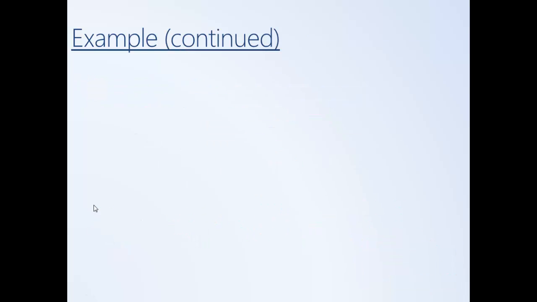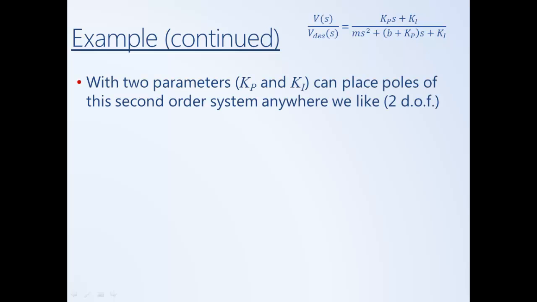Moving to the next slide, here again repeated is the transfer function we just found. If we look at this, the fact that we have two parameters, Kp and Ki, and we have a second order system, a system with two poles, we can see that we can in essence place the two poles anywhere we'd like. So we have two knobs to tune, Kp and Ki, and two things we're trying to place. And so sometimes this is called a 2-degree of freedom system, or a 2-degree of freedom controller.